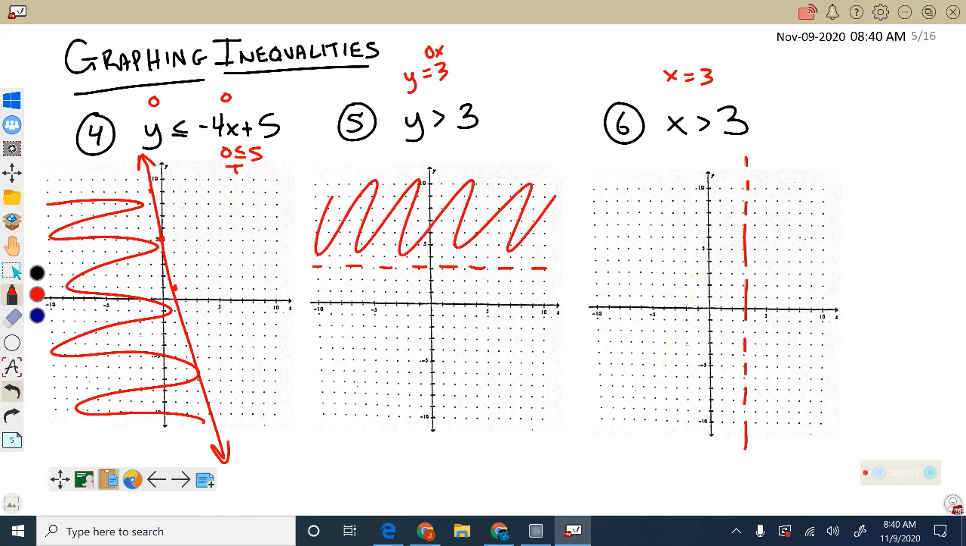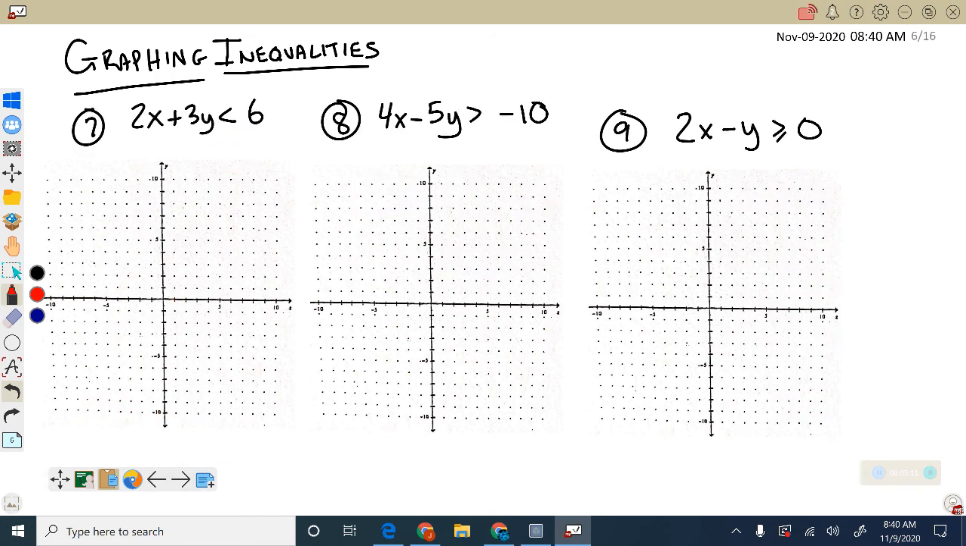For x greater than 3, well, you can't shade above or below a vertical line. With x's, if I want x's bigger than 3, well, hey, look, I'm getting bigger as I go out to the right. So bigger than 3 for x values would have to be shading off to the right.